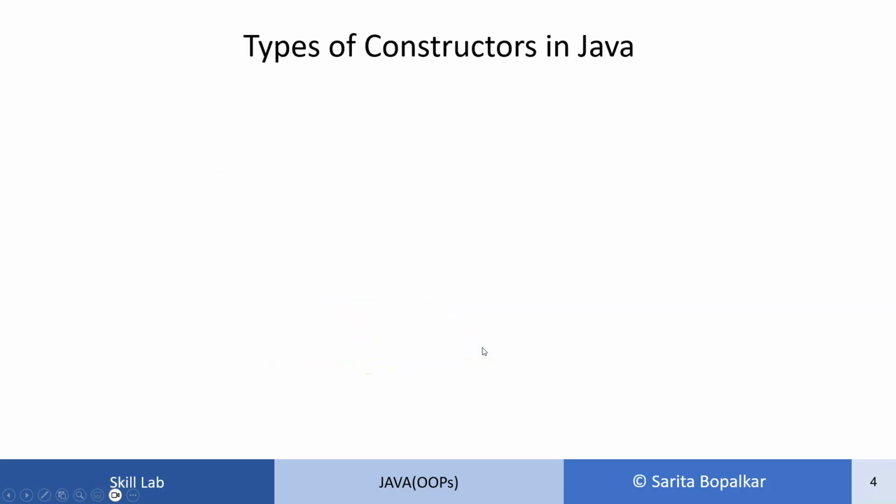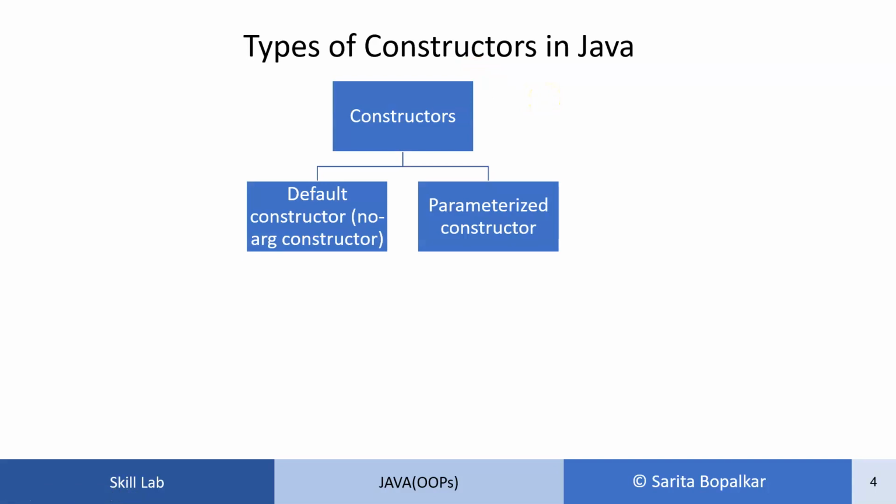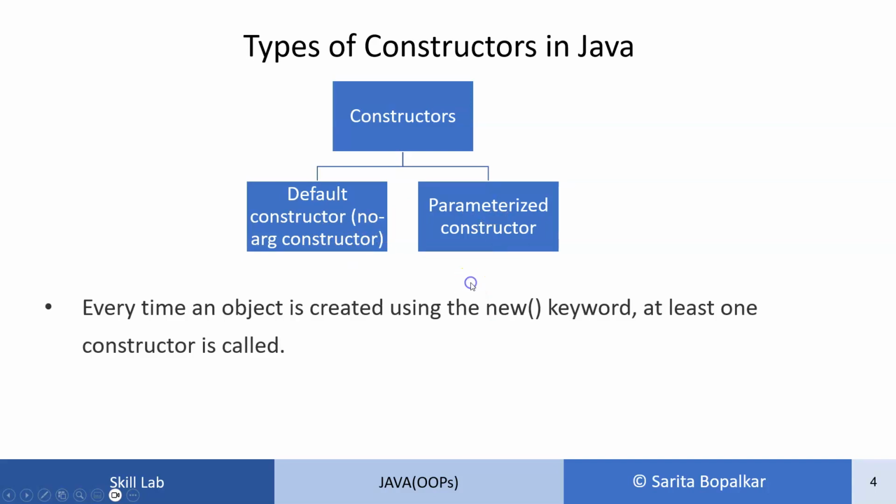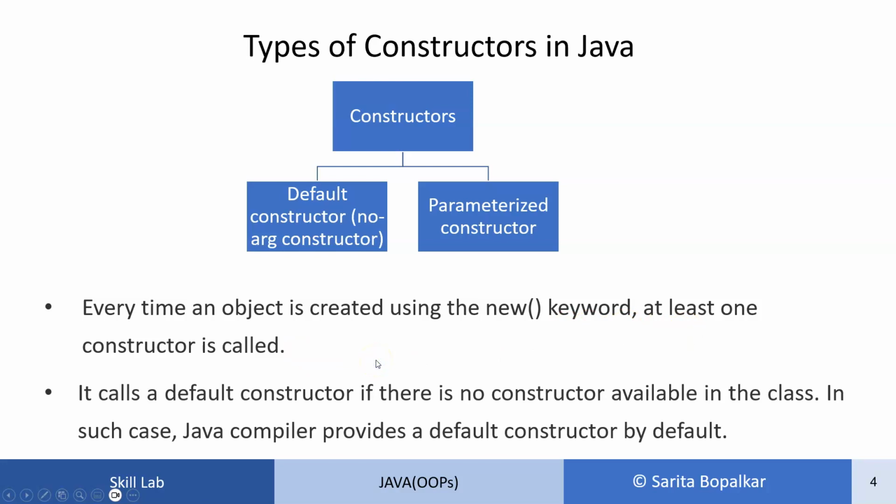Now we'll see what the different types of constructor are which we can create in a Java program. There are two types of constructor: the default constructor, or we can call it a no-argument constructor, and another one is the parameterized constructor. Let's see. Every time an object is created using the new keyword, at least one constructor is called. It is called a default constructor.